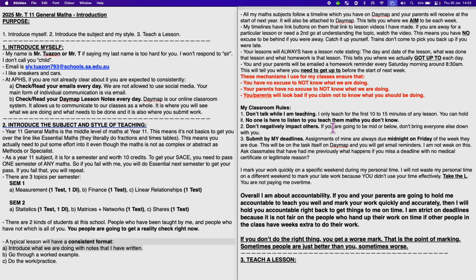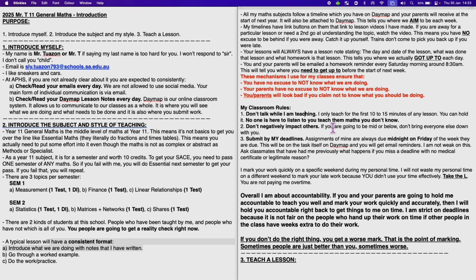Ignites in Year 10. Tests should be marked on the day unless something happened at home. Assignments take a bit longer because I have to read them. I'm not going to waste my personal time on a different weekend to mark your late work because you didn't use your time effectively. Just take the L. You're not paying me overtime. Hopefully you can see, what am I about?